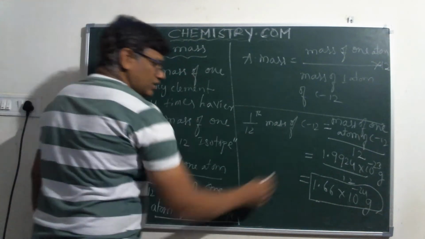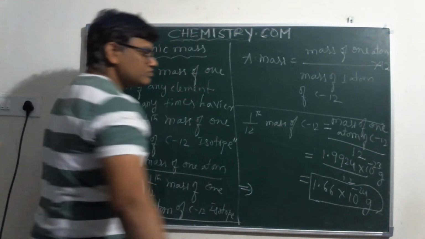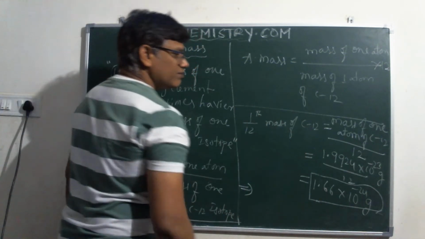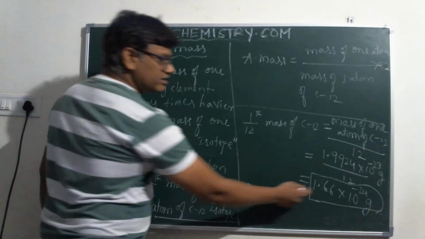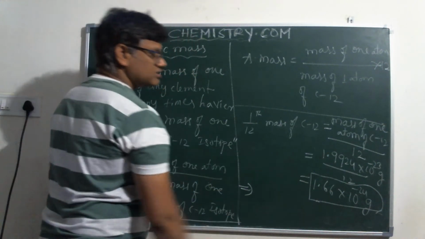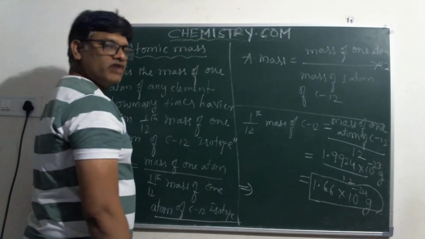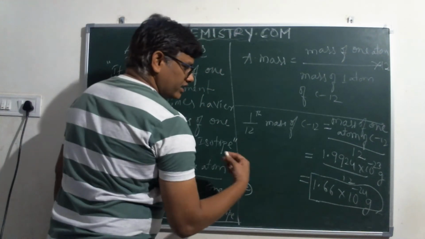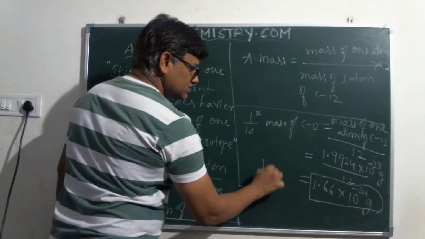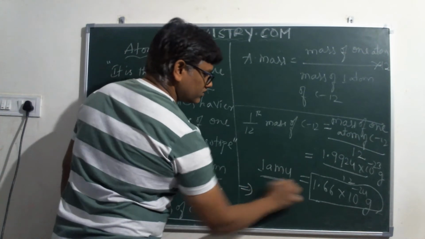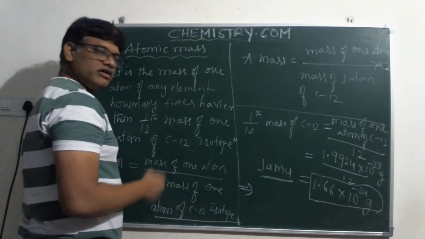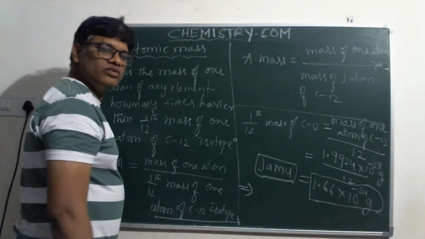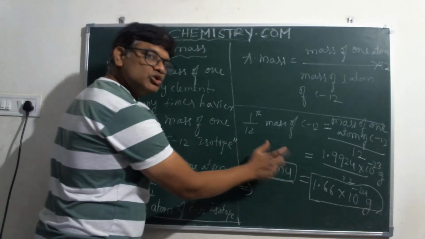Now let's discuss finding atomic masses of other elements, taking this 1/12 mass of carbon 12 as the reference. This mass is taken as a unit to express the mass of one atom of other elements. Therefore this is considered as 1 AMU, one atomic mass unit.